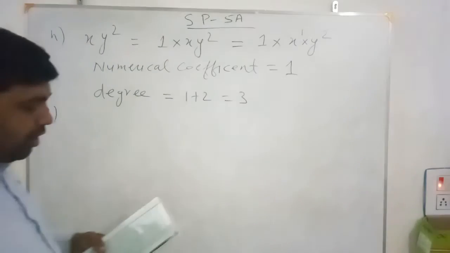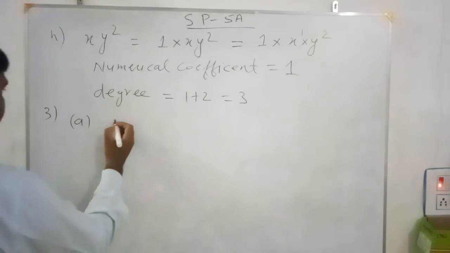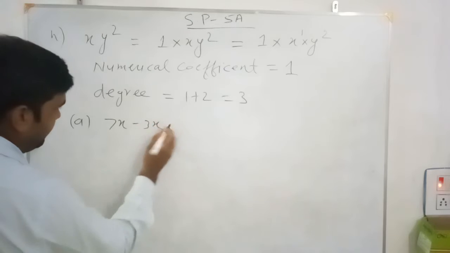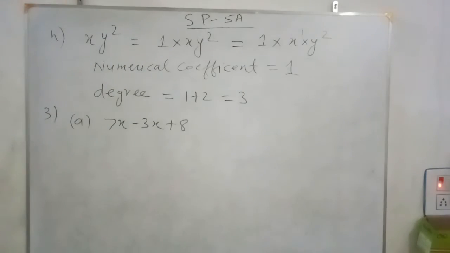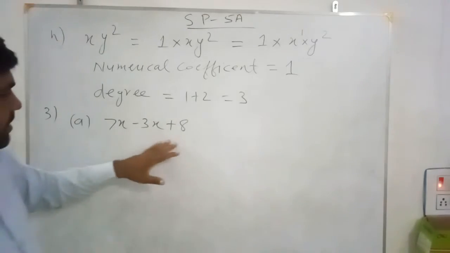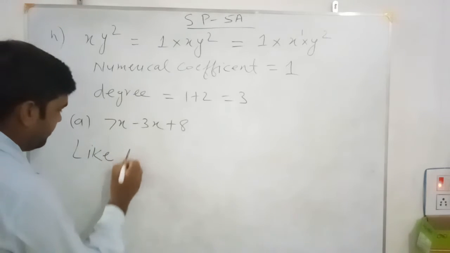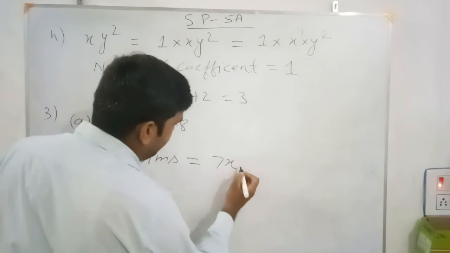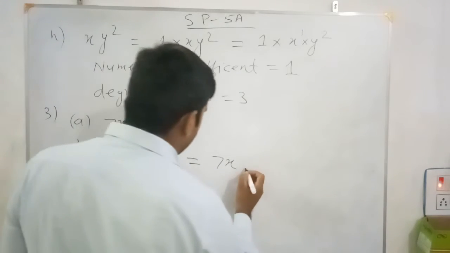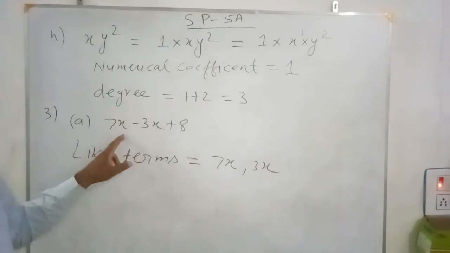Select the like terms in each polynomial, if any. Consider question number A: 7x minus 3x plus 8. Here we have to select the like terms. The like terms are 7x and 3x. These two terms are like terms.